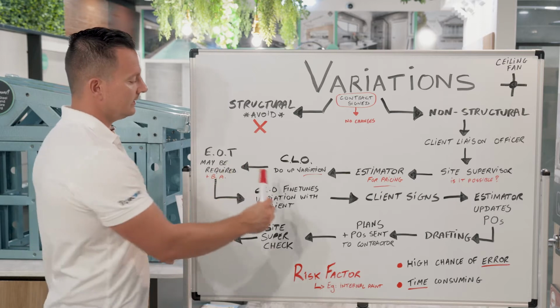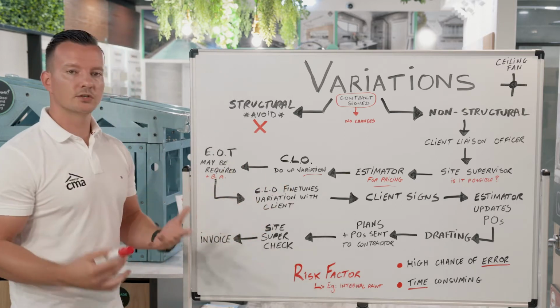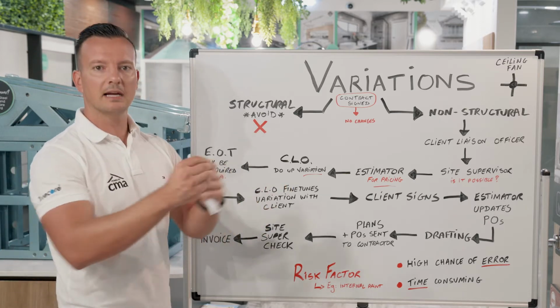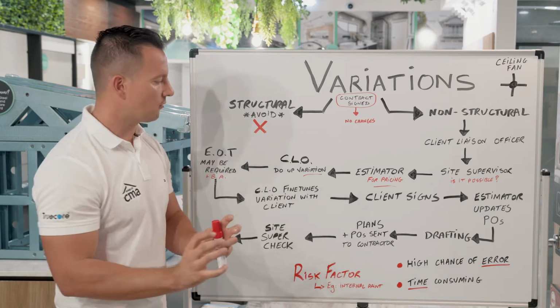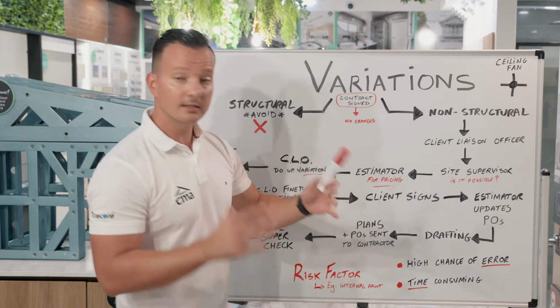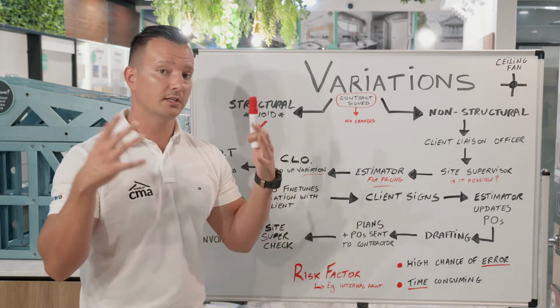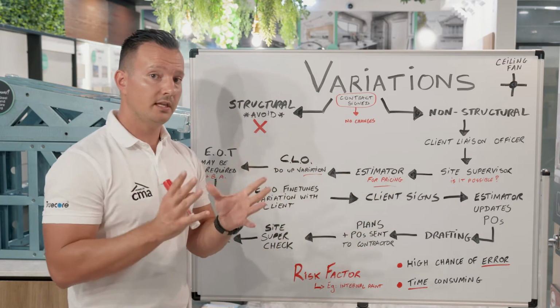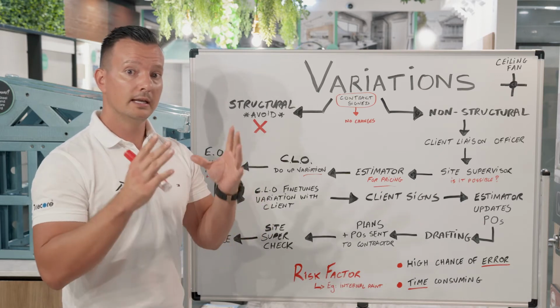From that point, the CLO fine-tunes the variations with the client, so that's usually a few back and forth to just make sure we get everything right on that variation. Once this is all sorted, the client signs the variation because everything needs to be signed, so make sure everything you agree with your builder needs to be signed.